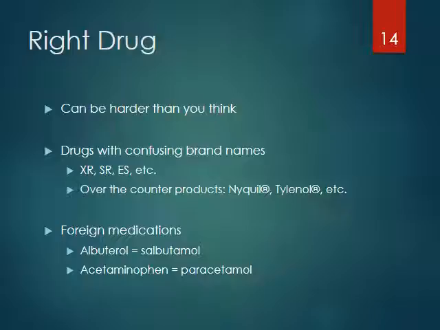So say, for instance, right drug. How hard is it to pick the right drug? Well, look at things like confusing brand names that come up. So if I have a drug that has 3 different versions of it, I could have an XR, I could have an SR, I could have an ES. What does that mean, right? What's the difference between an extended release, XR, versus sustained release, SR? Those drugs may be dosed completely differently. And if you get that incorrect, you may be giving too much of a medication or not enough, depending on how it's being dosed, right?